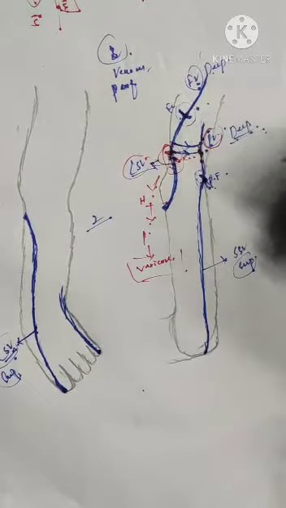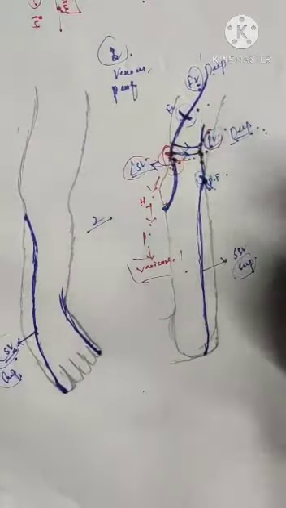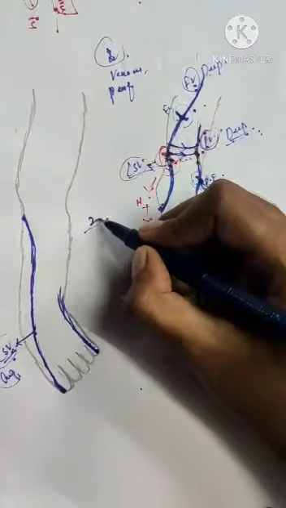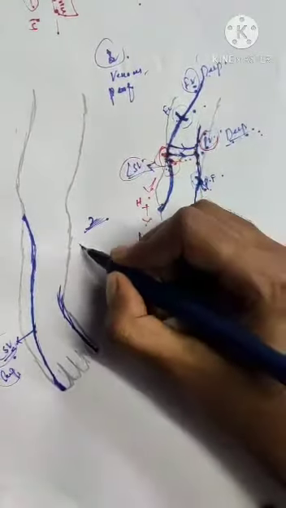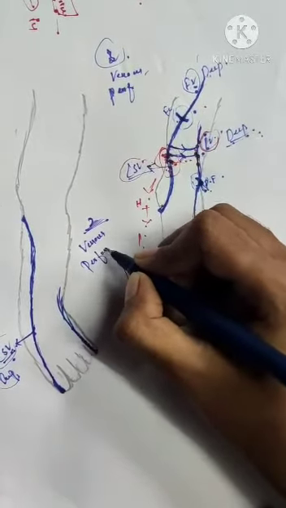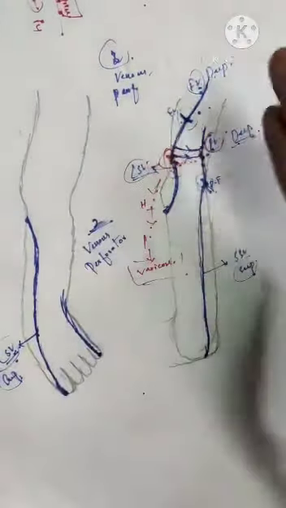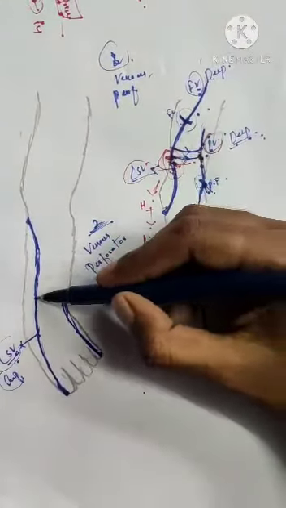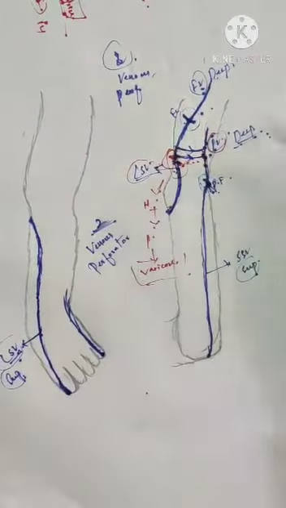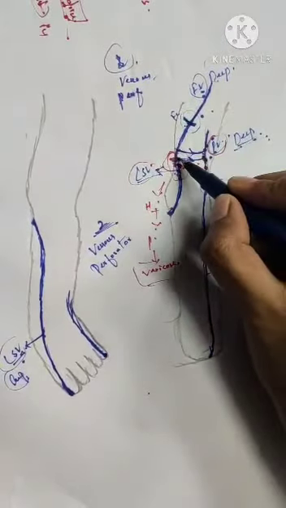Now let us see how varicose veins are formed. Varicose veins are formed in two ways. Those two ways are venous incompetence and perforator incompetence. Venous incompetence is because of the pathology which includes the veins of the long saphenous and short saphenous along with the femoral and popliteal veins, whereas perforator incompetence involves the perforator veins.